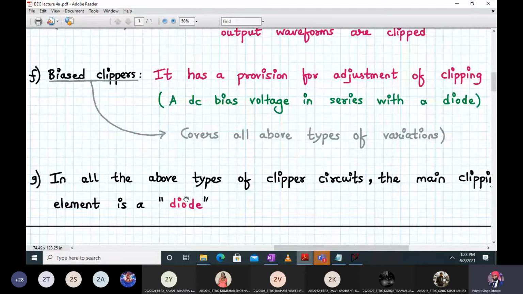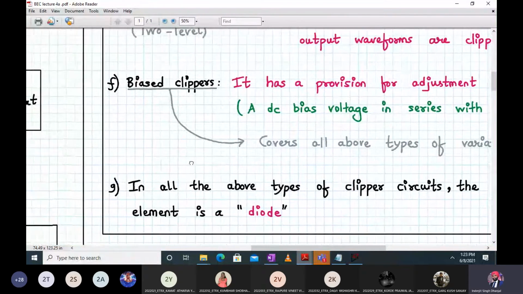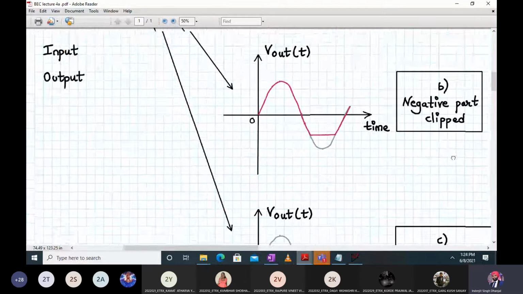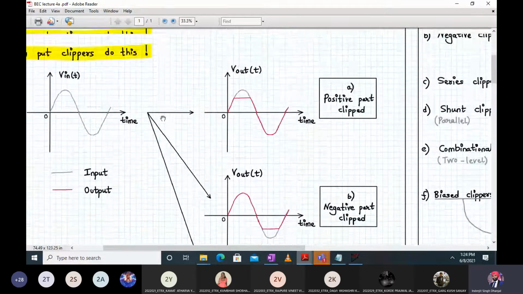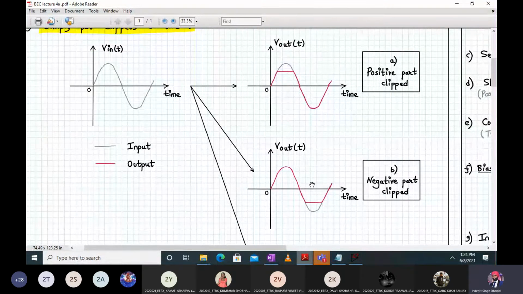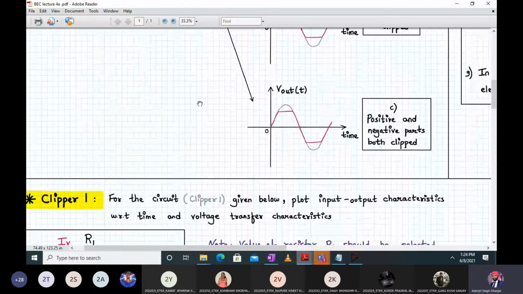And in all the above types of clipper circuits, the main clipping element is the diode. So basically we should know when the diode is turning on and when it is turning off, the point at which it turns on and turns off. Is everyone clear about the clipper types and what they do? This is basically the definition, and these are the types.